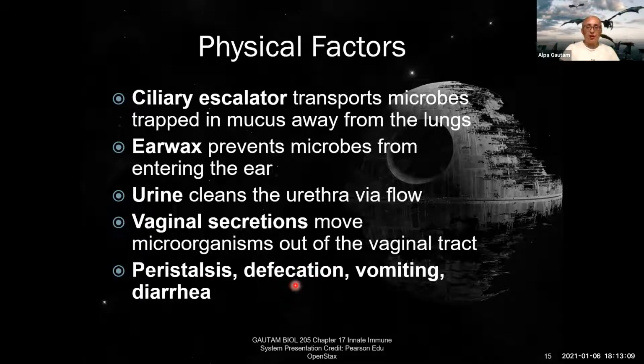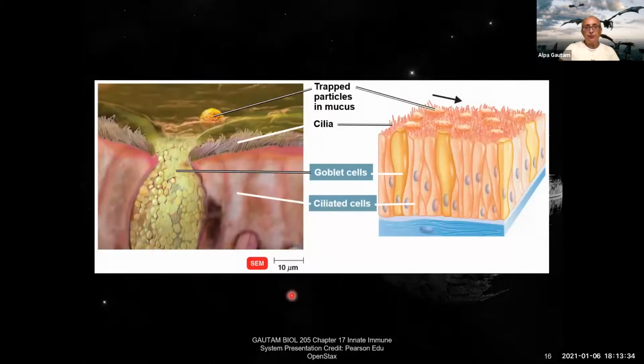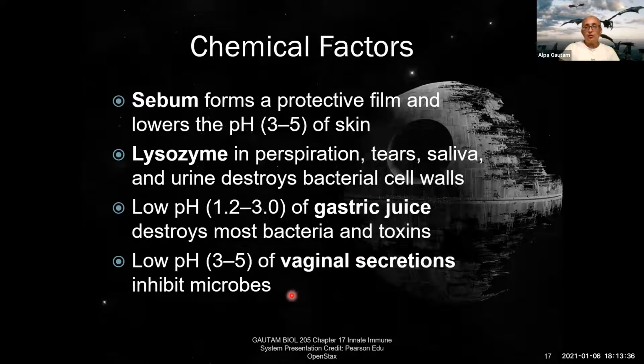So peristalsis and defecation aren't really part of the immune system. Does it have a role? Yeah, it has a role, but that's not their main function. The main function of vomiting and diarrhea is to get rid of pathogens. So vomiting and diarrhea definitely have an immune function, whereas peristalsis and defecation have secondary roles as immune system functions. So those are physical factors.